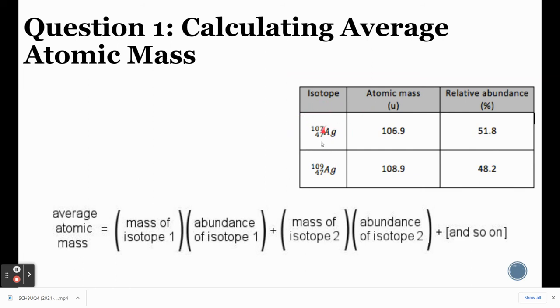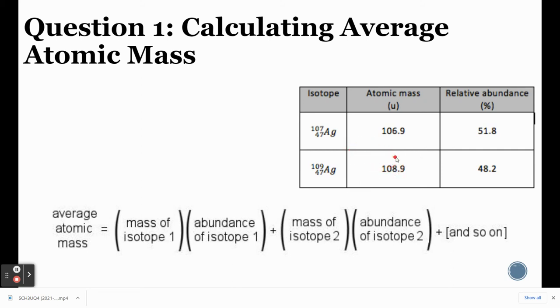So what we've given you here is information for the isotopes of silver. We have silver 107 and silver 109. These are two naturally occurring isotopes of silver. And so you'll notice that they both have the protons or atomic number of 47 and 47, making them silver. But they have a different mass. This has a mass of 106.9, and this one over here has an atomic mass of 108.9.